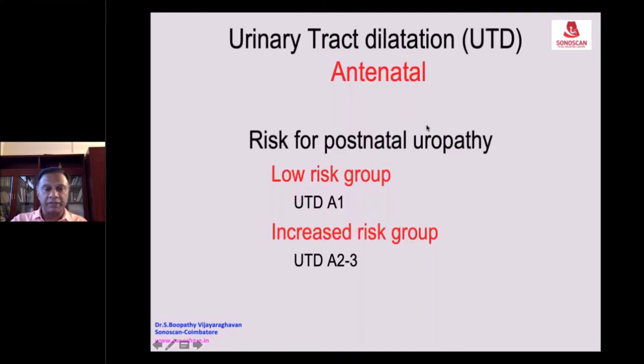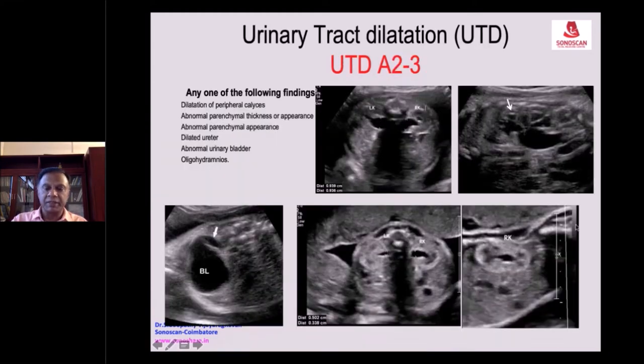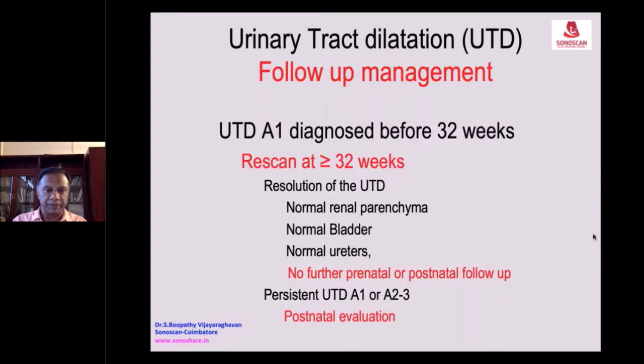The urinary tract dilatation in the fetus is divided into two groups: a low risk group, UTD-A1, where the postnatal risk is low, and an increased risk group, UTD-A2. So if it is 4.7 and 4.5, it is less than 7, so it is UTD-A1. In the third trimester, it is more than 7 to 10 mm. So it is echogenicity. When you see any one of these, even when the measurement is less, you call it UTD-A2.